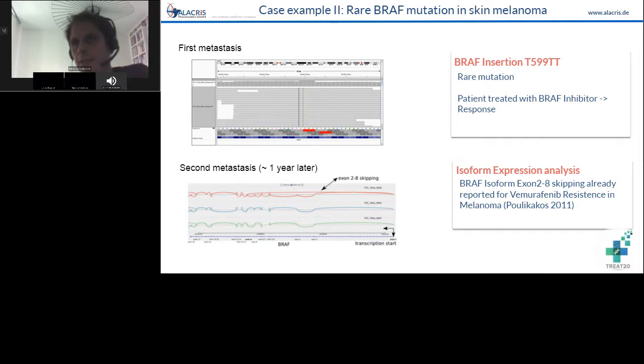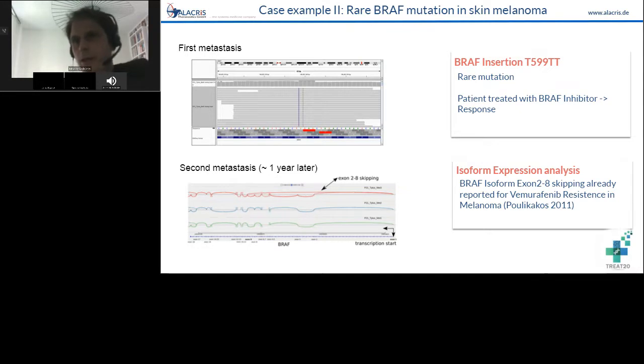Second case example, it's skin melanoma, the patient had a very rare mutation in BRAF. The typical mutation that's well known is codon 600, so V600E, for example. And here it was an insertion in codon 599, for which there was only little evidence. So there were a couple of case studies from other tumor types. And based on that, the tumor board decided to try a BRAF inhibitor on the patient. And in fact, the patient responded for around a year again.